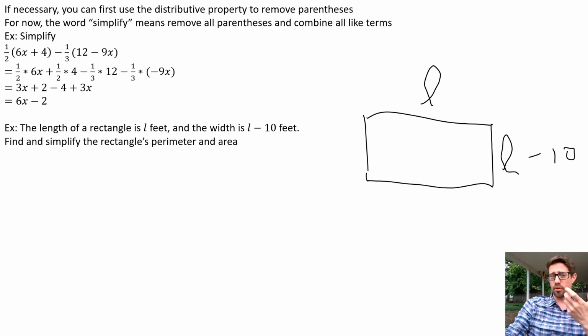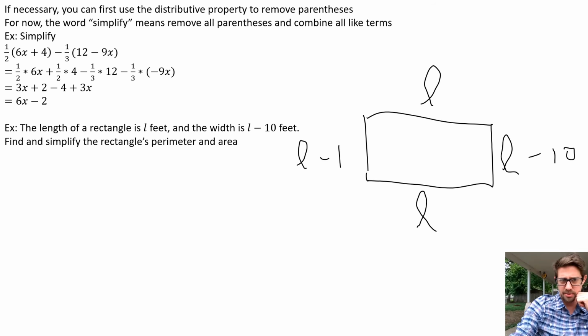You can even go further in your labeling because rectangles are symmetric. If that's L, this is L. And if that over there is L minus 10, then this over here is also L minus 10. The perimeter is just all that stuff added together. The area is the length times the width. Let's see what that looks like.